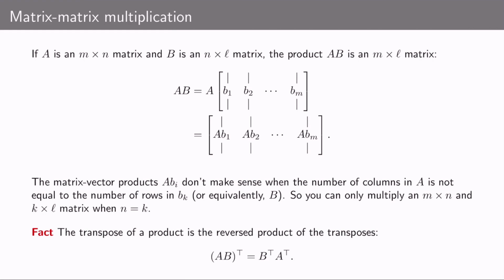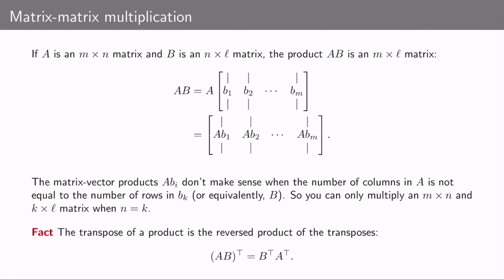In particular, one thing that's nice about it is it allows you to think about why certain matrix products don't make sense. So for example, if I wanted to take A times B1, I would need the matrix vector product AB1 to make sense. And in order for that to make sense, I need the width of A, in other words, the number of columns of A, to match up with the height of B1, so the number of rows of B1. And that tells me why I can only multiply an m by n matrix with a k by L matrix when those inner dimensions n and k are equal.